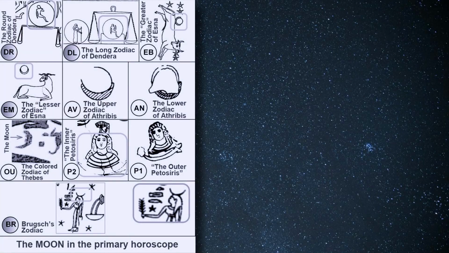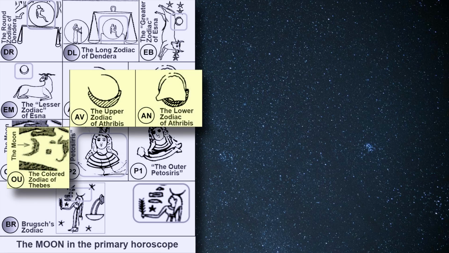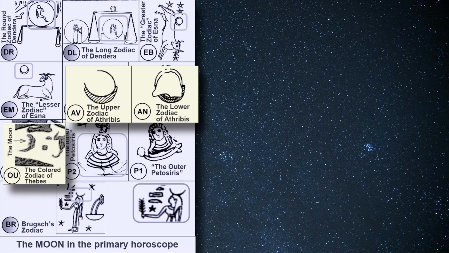Here one sees drawings of the moon from the primary horoscope of an Egyptian zodiac. The easiest identification case is when the moon is represented by a clearly visible crescent, as is the case in the zodiacs of Athribis or the colored Theban zodiac. It is somewhat more difficult to identify the moon in those of the Egyptian zodiacs where its symbolism is identical, or almost identical, to that of the sun.